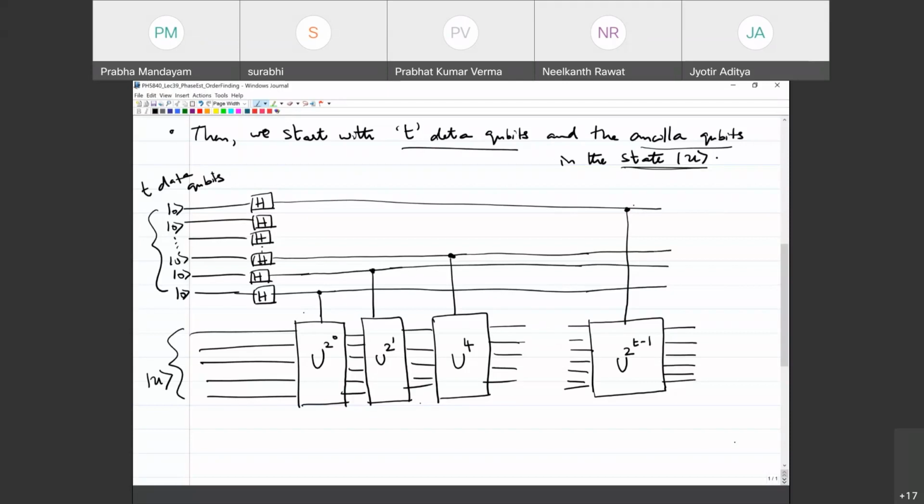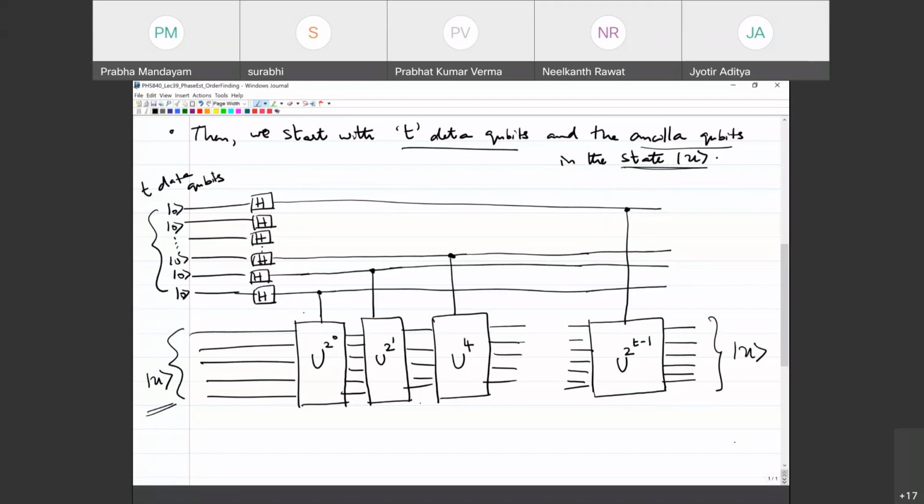So what we're going to see right now is that nothing happens to the ancilla. The ancilla is an eigenstate of U. It's an eigenstate of any power of U. So this is going to remain in ket U. What is going to happen is each of these controlled operations is going to add some non-trivial phase to the data qubits, to each of the data qubits.